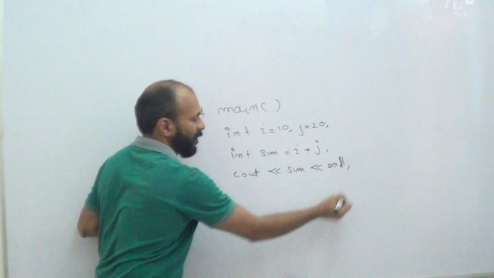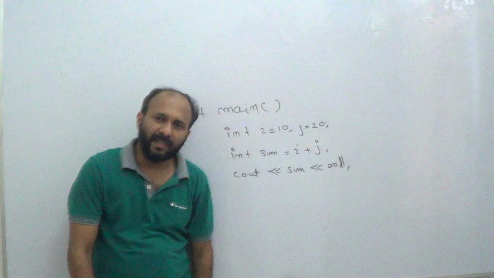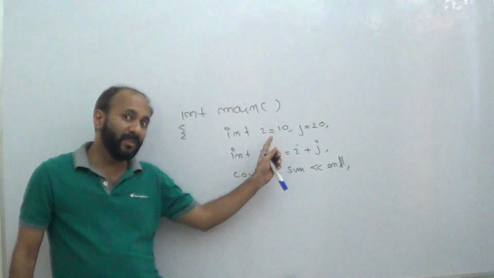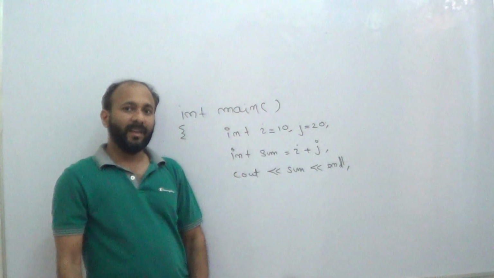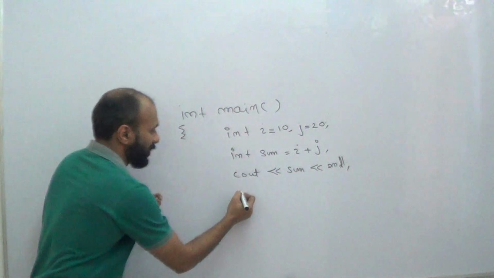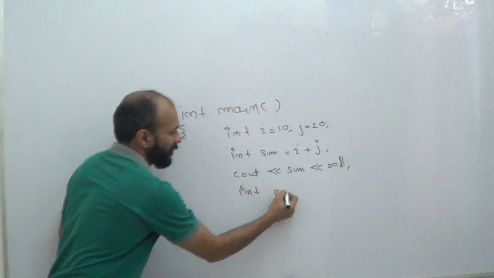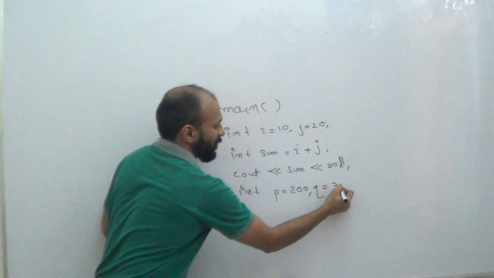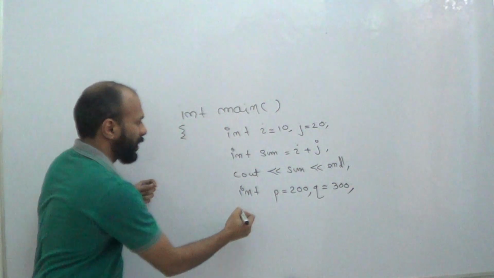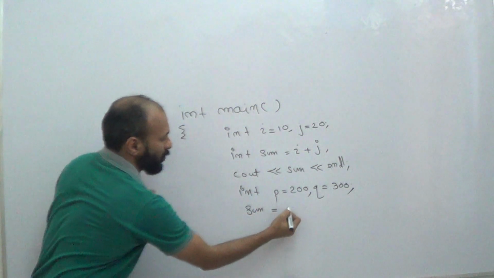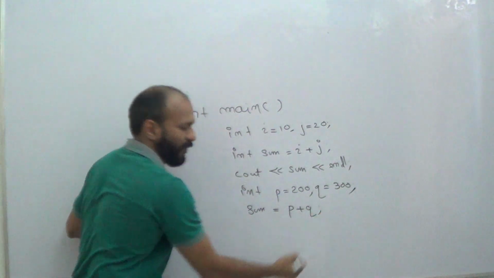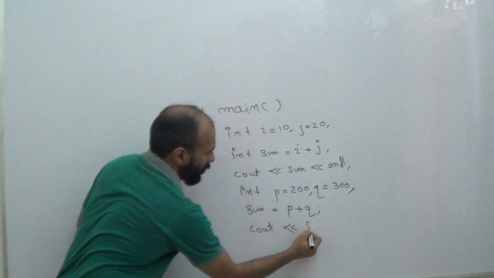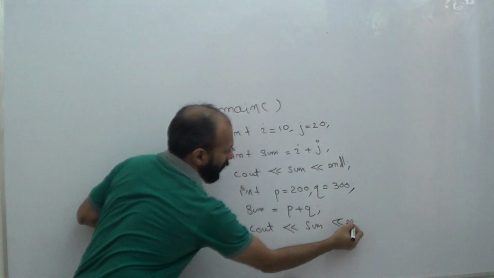and endl. Next, what I am going to do is, again I wanted to add some more numbers. Again I wanted to add 100 plus 200. Again I am extending this function like int p is equal to 200 and q is equal to 300. Here I am writing sum which is equal to p plus q. Here again I am writing cout sum and endl.